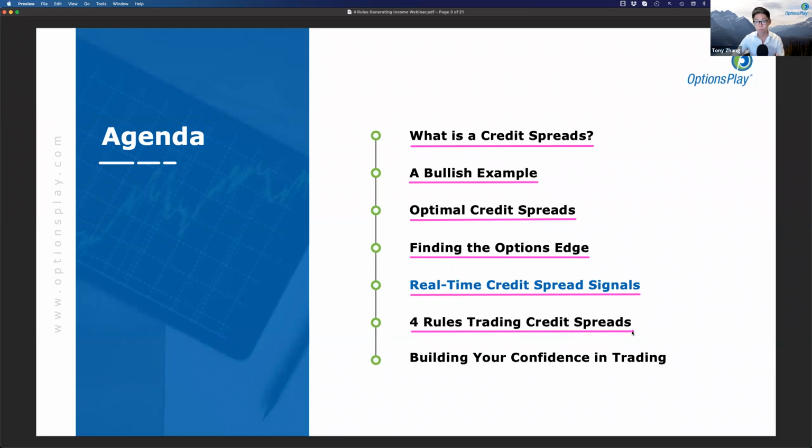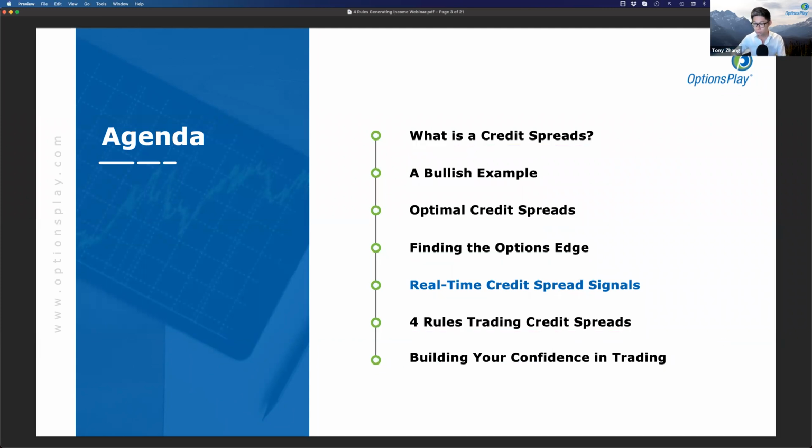What are the 4 rules that you cannot break when you sell credit spreads? And then lastly, I want to talk a little bit about how you can take all of this in conjunction with each other and what you can do to really help build your confidence in options trading.